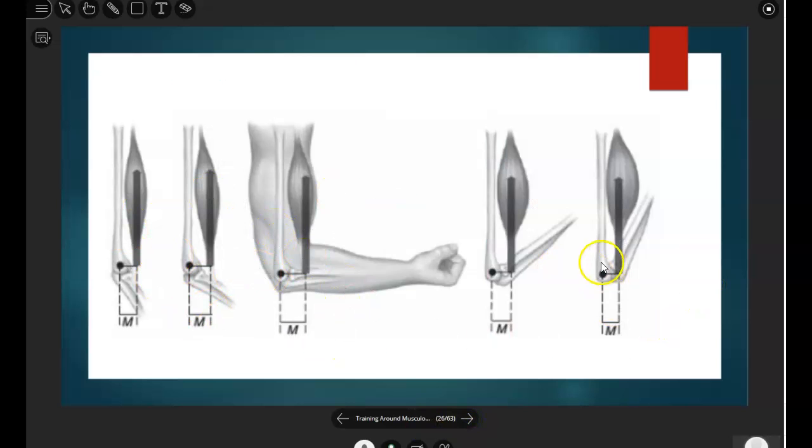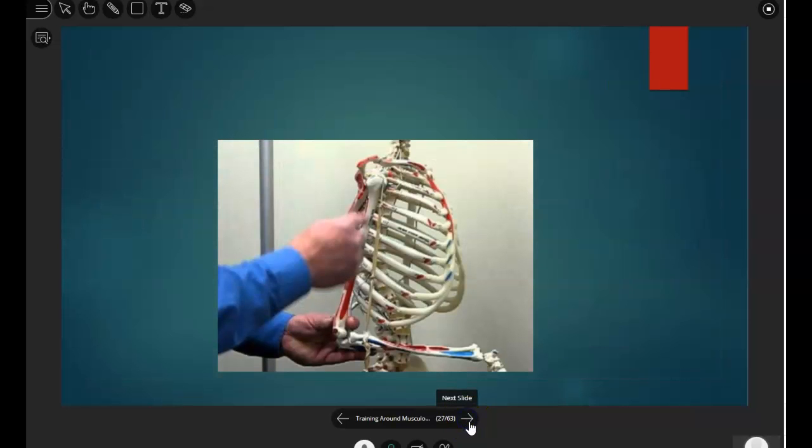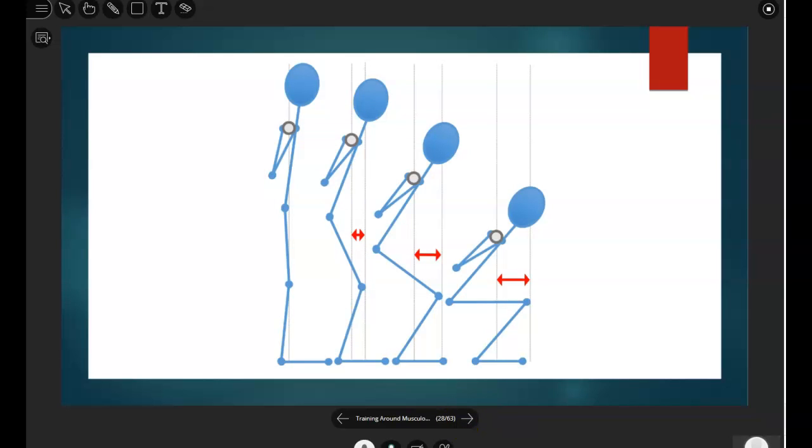So in this case, if I was doing a curl, technically speaking, as I'm going up with this exercise, my external moment arms past this point are actually getting a little bit smaller. That's why you could hold the weight at the top of a curl for much, much longer than you could at that 90-degree portion. Here's another video explaining torque, but I won't play it all.